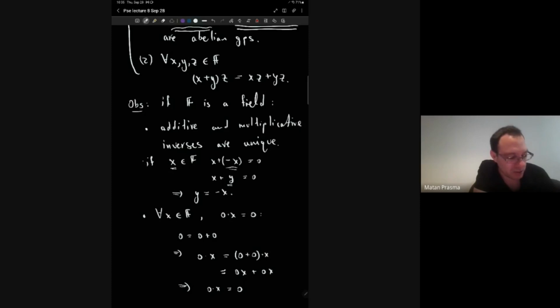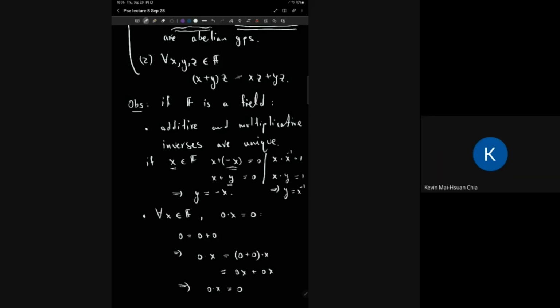And the analogous statement would hold for a multiplicative inverse. You know by the axioms that x times x minus 1 is equal to 1, but if you had any element y such that x times y is also equal to 1, then it would imply that y is equal to x minus 1. This is the uniqueness of the multiplicative inverse. I see. Thank you. Thanks for clarifying.